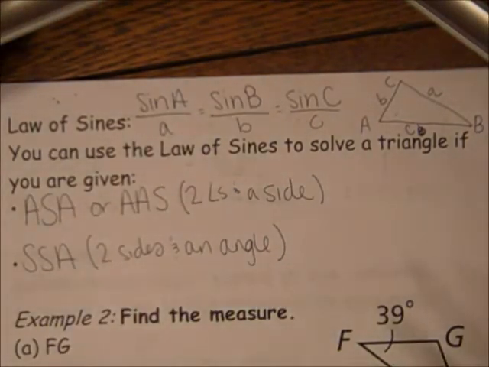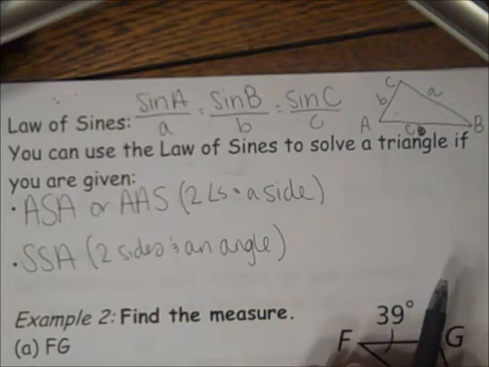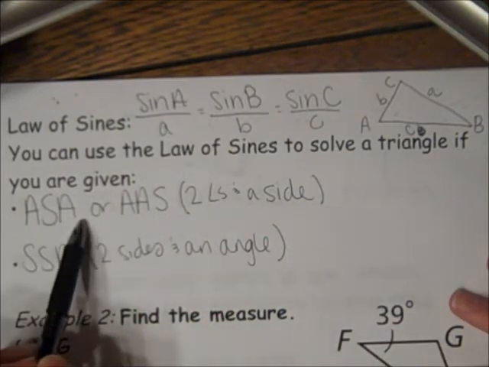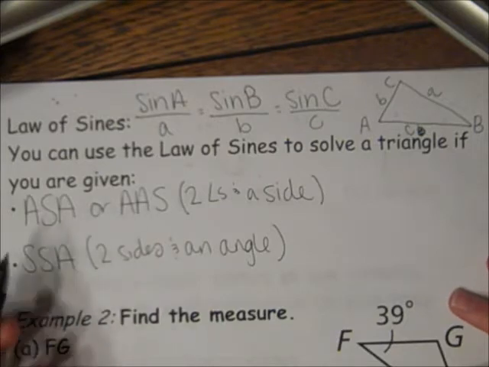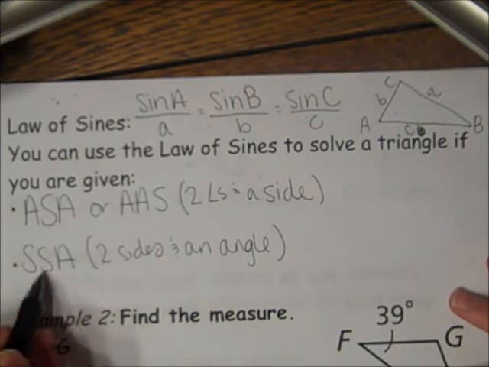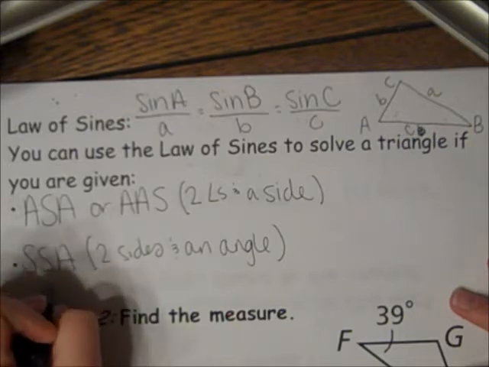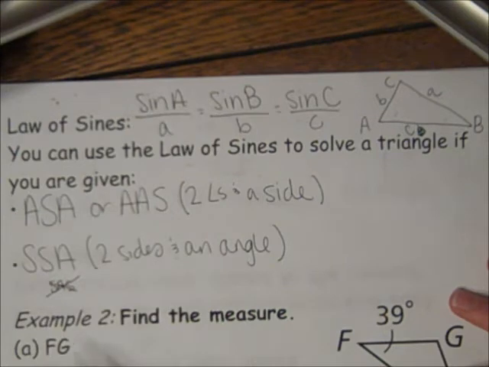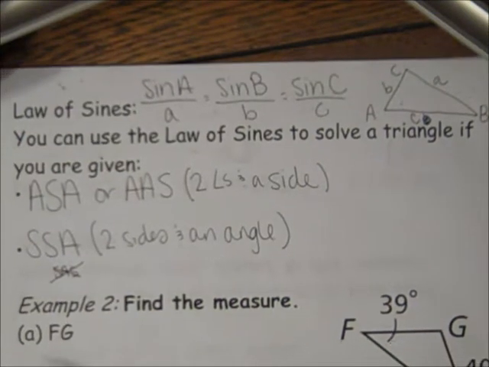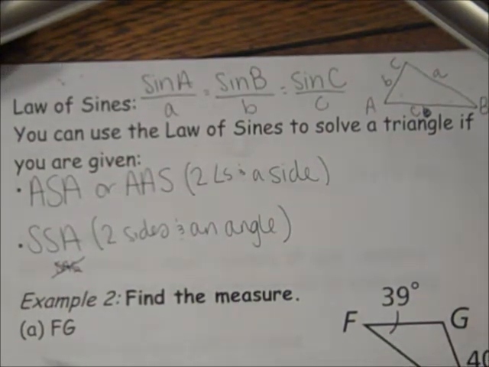Now, here's what's going to be super important today: that you know when to use which law, because we're going to learn two laws. We're going to use the law of sines if we have two angles and a side, so that would be angle side angle or angle angle side. We can also use it if we have two sides and an angle, but the angle is not the included one. So notice, this isn't side angle side. That's not what this is. This is side side angle. You need to memorize these because you'll need to know when you can use the law of sines.